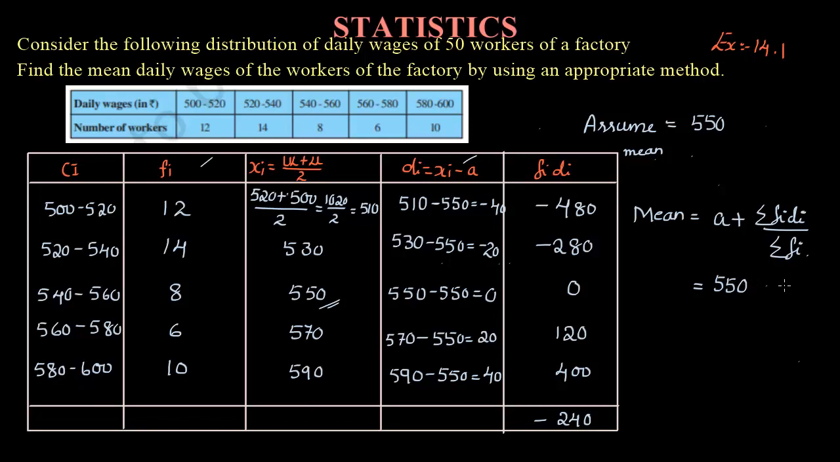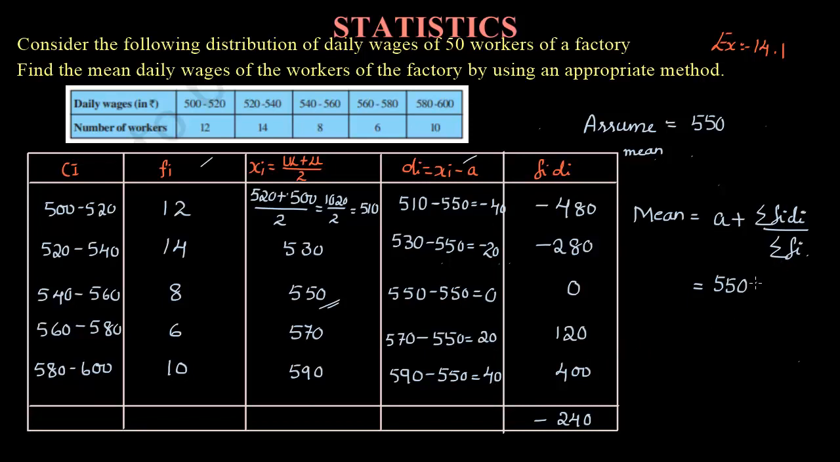I am not saying you to assume this mean itself. You can use any of these, okay? But usually we will be assuming the central one. But if you are assuming any other value from this column also, then also you are going to get the same value. How? Because here you can observe you are going to subtract the assumed mean from that, right? So you will be getting the difference accordingly, and at the last you will be getting the same answer.